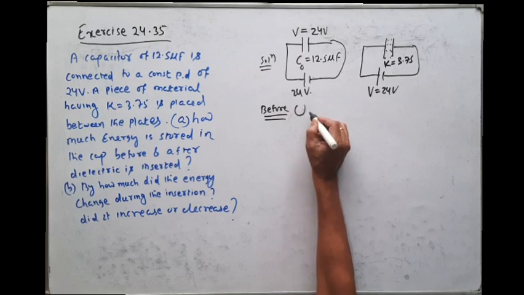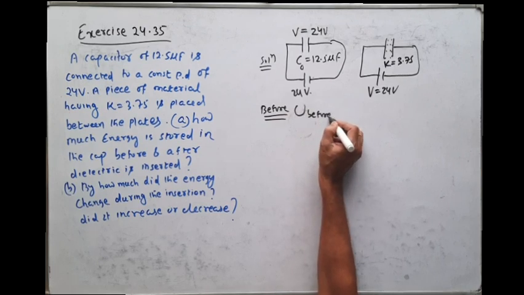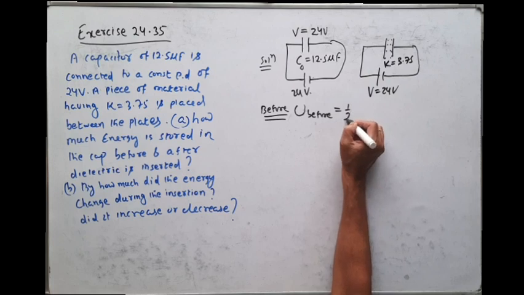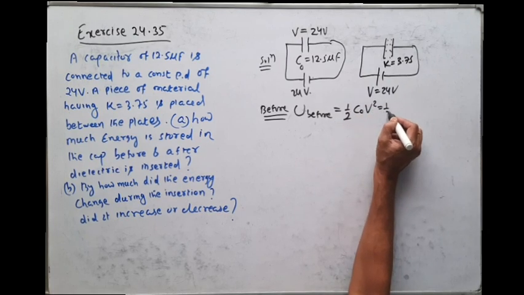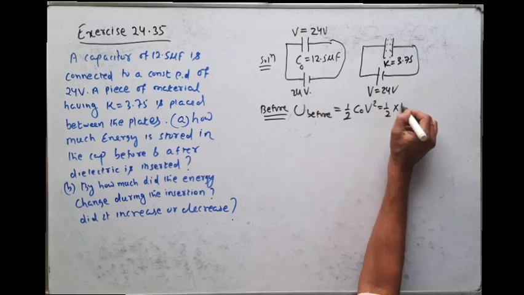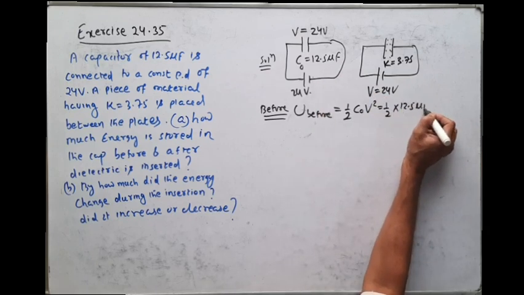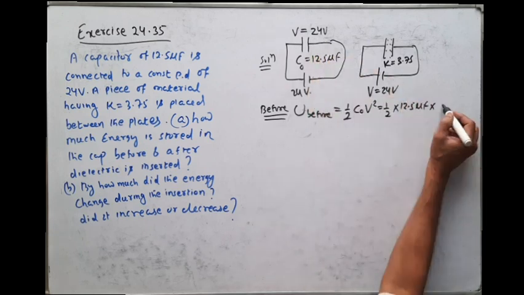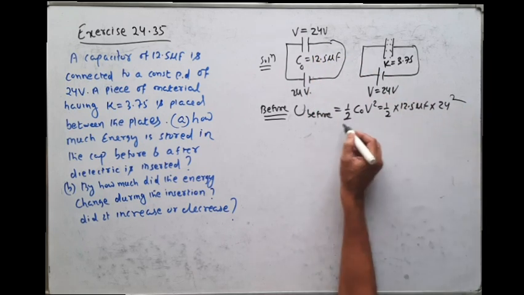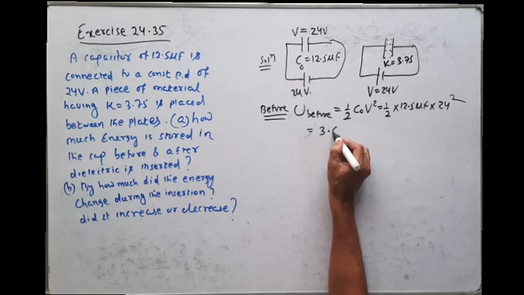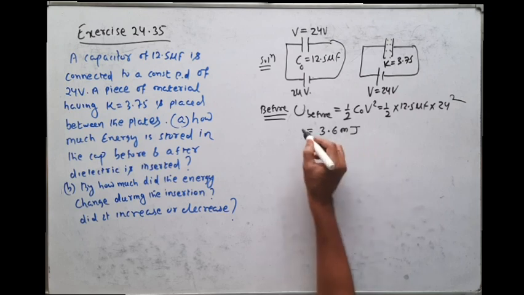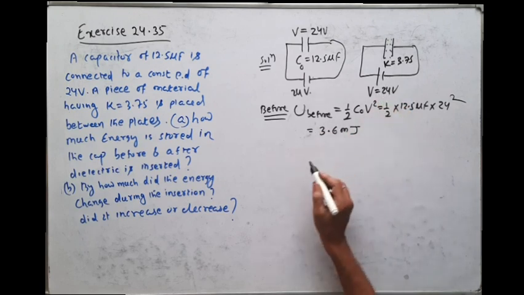So energy stored before inserting the dielectric is equal to what? Half CV square. C is C naught, V square. So half C naught, it is given 12.5 microfarad, into voltage 24 square. If you calculate, it will come 3.6 millijoule. This is the energy before inserting the dielectric.